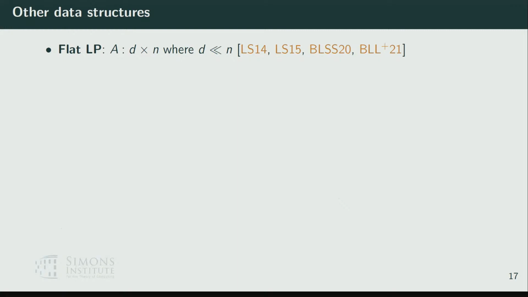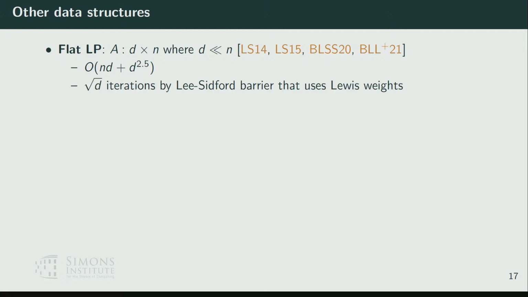The first one is for flat LP, which is also a very important problem. So for the flat LP, the current best running time has this dependence n times d, so it's linear in n. And it means that we cannot afford to have root n iterations and also have some cost that's linear in n in every single iteration. So for these algorithms, we don't use the previous log barrier that gives the root n iterations. Instead, there's a better barrier designed by Lee and Sidford, the Lee-Sidford barrier, that will give us root d iterations.